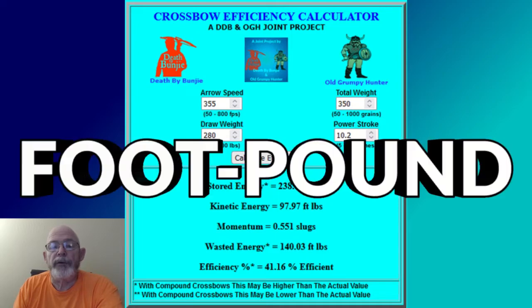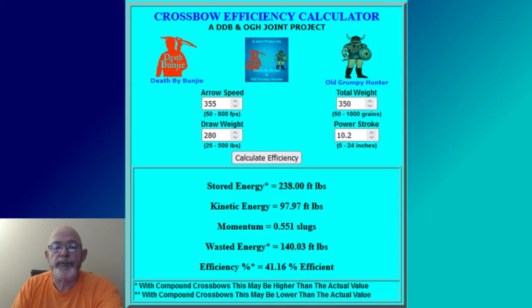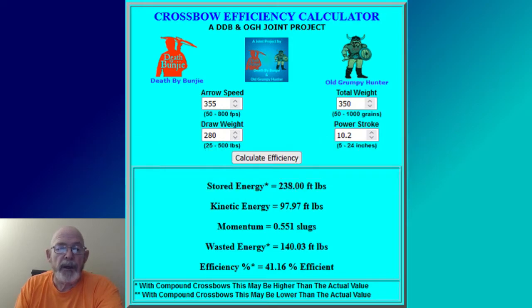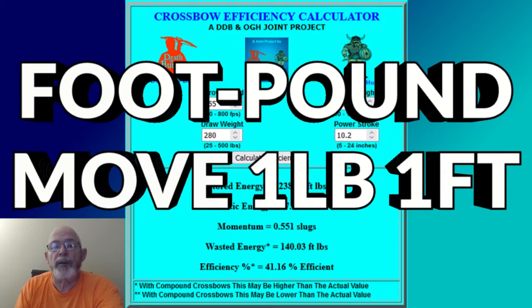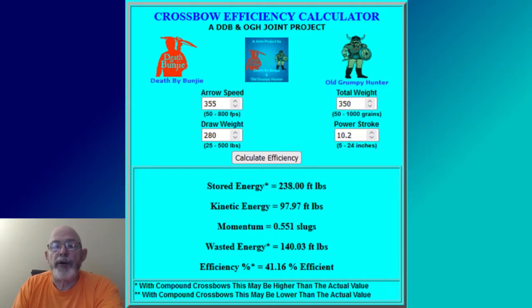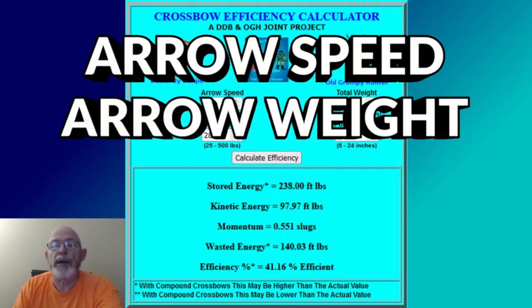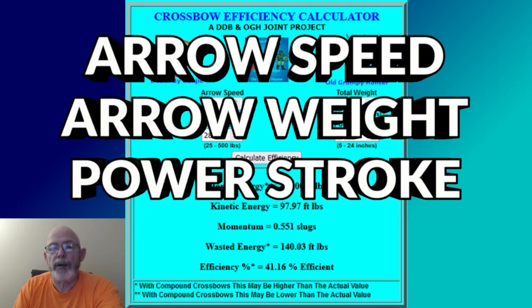This calculator uses the term foot-pounds for stored energy, kinetic energy, and wasted energy. Both Death by Bunjie and myself have discussed how to calculate kinetic energy in multiple videos. The formula for kinetic energy is 1/2 mv squared. A foot-pound is the amount of work done to move 1 pound 1 foot. This calculator will require you to enter 4 values: arrow speed in feet per second, total arrow weight in grains, power stroke in inches, and draw weight in pounds.